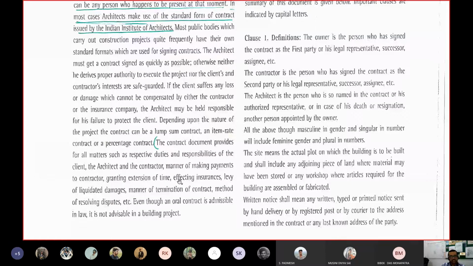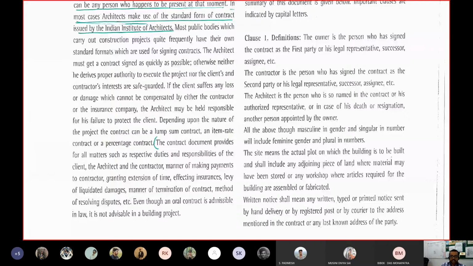Next is levy of liquidated damage. So this is something which we have to read. Levy means wasulna, to procure. After a previous promise is made, when required, you are supposed to procure that damage rectification amount of money. Next is manner of termination of contract. So in this contract document, there should be a place where the cases in which the contract can be terminated will be mentioned, and in what manner it has to be terminated, that also has to be mentioned.